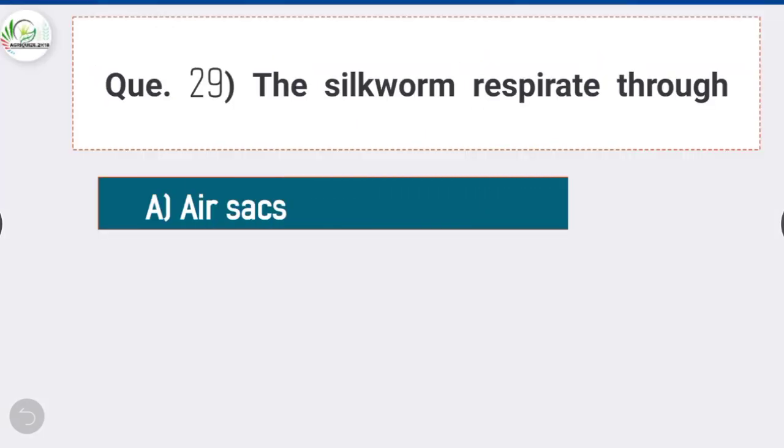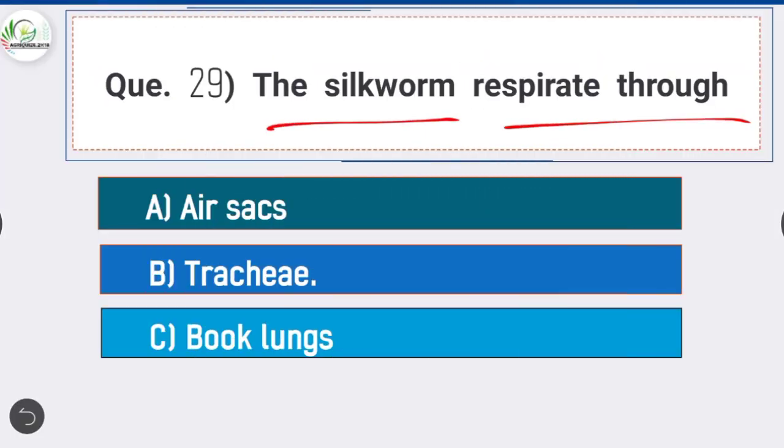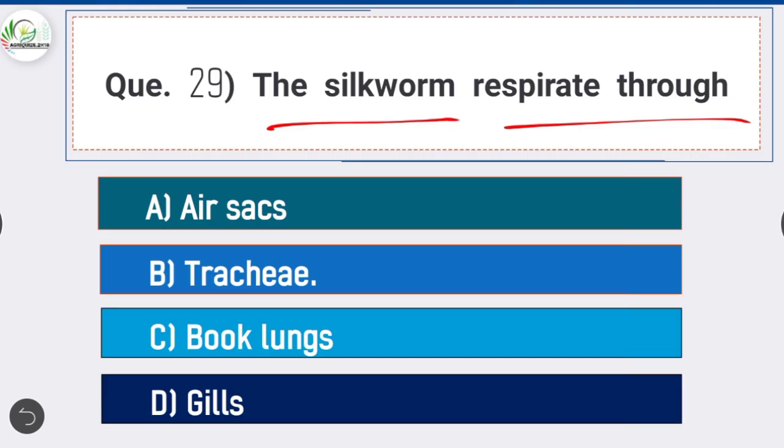Question number 29. The silkworm respires through, and the correct answer is tracheae. The silkworm respires through tracheae.